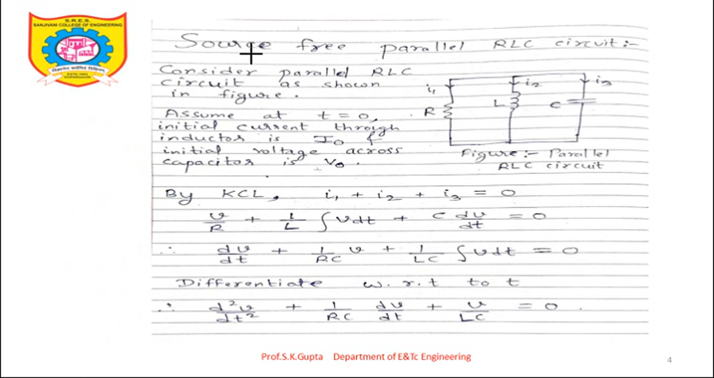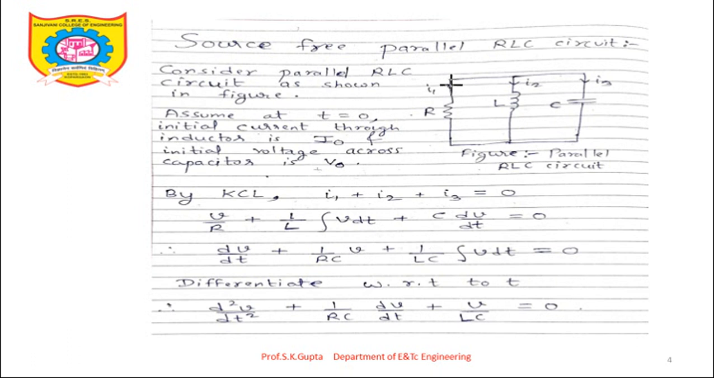Now next is source free parallel RLC circuit. So we have one parallel RLC circuit. Consider parallel RLC circuit as shown in figure. As there are two energy storing elements L and C, we will get second order differential equation. Assume at t equal to 0, initial current through inductor is I naught and initial voltage across capacitor is V naught. Now I will use KCL, Kirchhoff's current law, and after that nodal analysis, that means KCL plus Ohm's law.